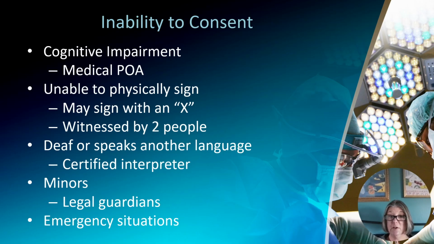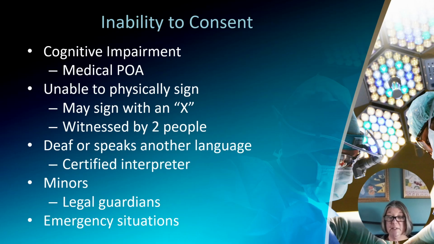These situations include patients who are cognitively impaired or who are cognitively aware but unable to physically sign. A patient who is deaf or speaks another language, minors, or emergency situations. In situations where the patient is impaired, a medical power of attorney may be established for consent purposes. Patients who cannot physically sign but are able to make their own care decisions may sign with an X. This consent needs to be witnessed by two people instead of just one, as normally required.